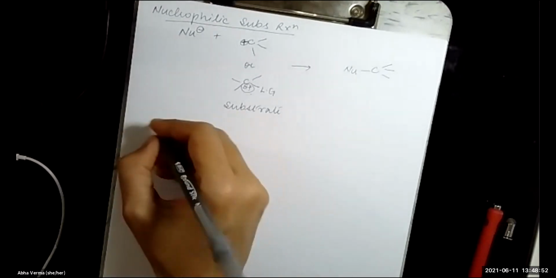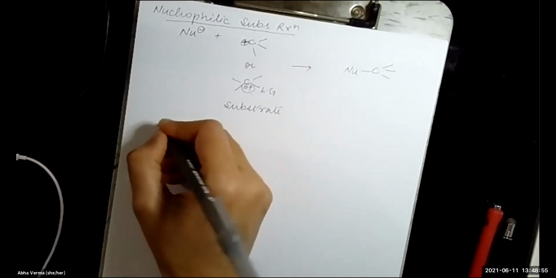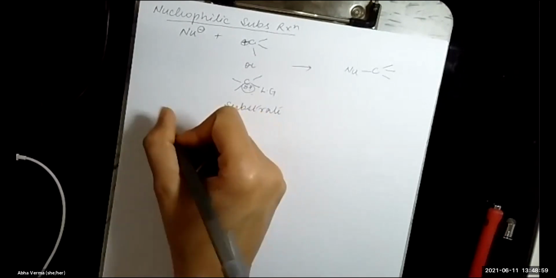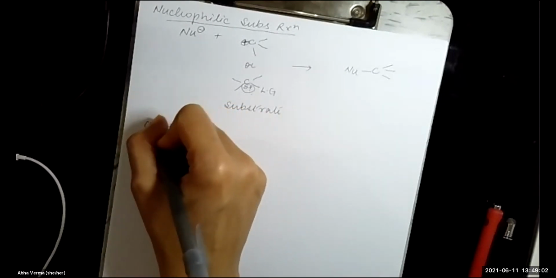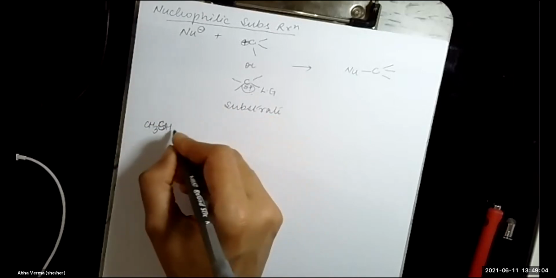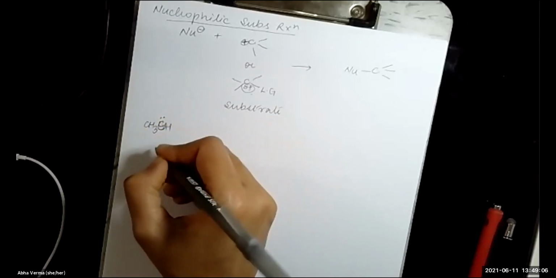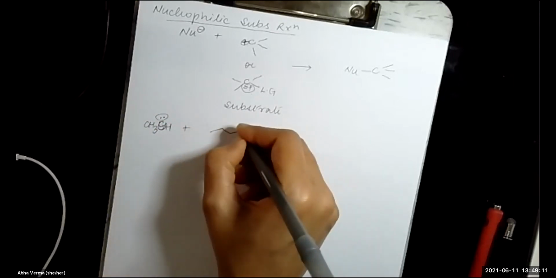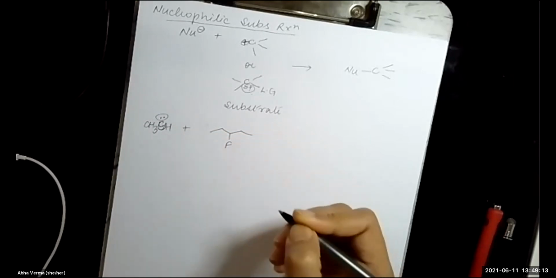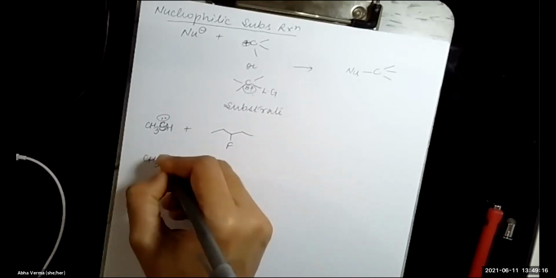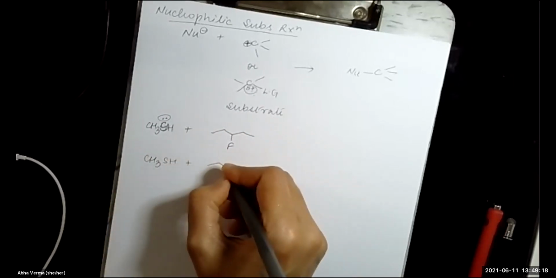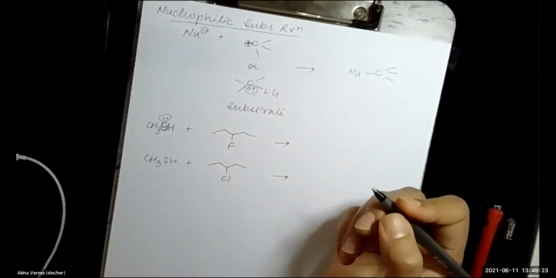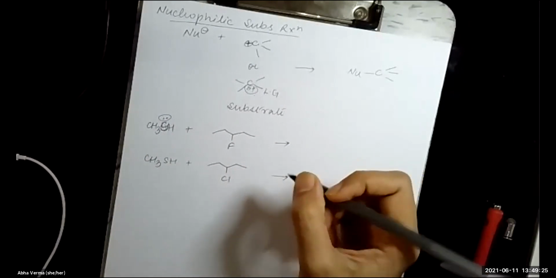And so if you have a nucleophilic part, for example, I have CH3SH. This is my nucleophile. The lone pairs of the S can attack. And I have a group with a fluorine, same nucleophile. I have a group with chlorine. Which of these will be reacting faster?